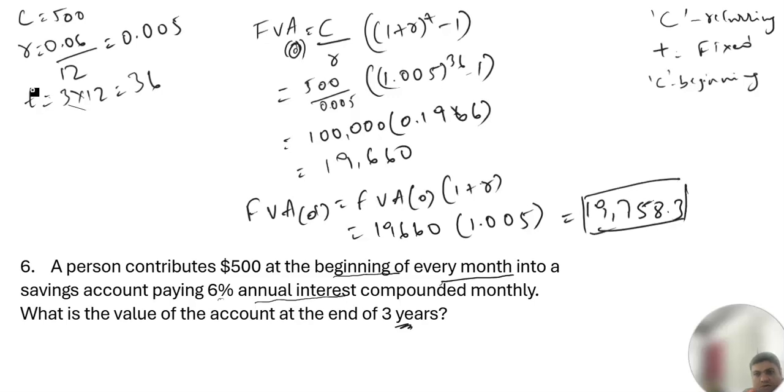So what did we do? We said that C is recurring, T is fixed, and C is at the beginning. And then you apply the annuity due formula.